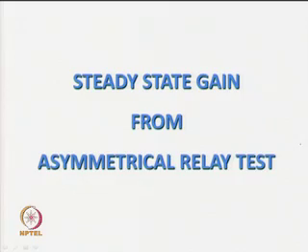Welcome to the lecture titled Steady State Gain from Asymmetrical Relay Test. In this lecture, we shall derive some explicit and exclusive expressions meant for getting the steady state gain from the relay test. The asymmetrical relay test will result in asymmetrical output, and we have attempted earlier to measure 4 parameters on the asymmetrical output. Now, we can make use of the asymmetrical output and input to the system to estimate one more parameter associated with the transfer function model.